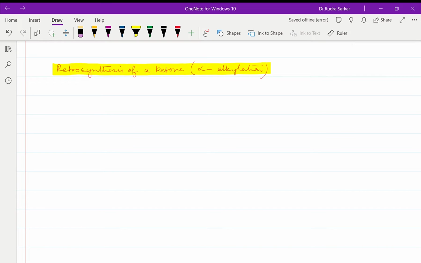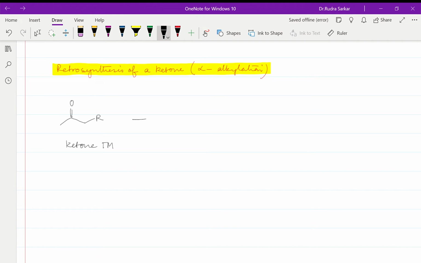Today we will learn the retrosynthesis of a ketone that is derivatized at the alpha carbon. So suppose we have been given a ketone like this. This is our ketone and our target molecule.